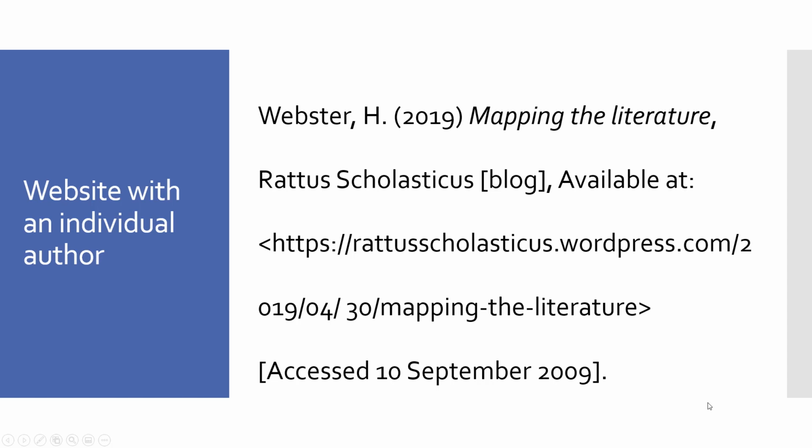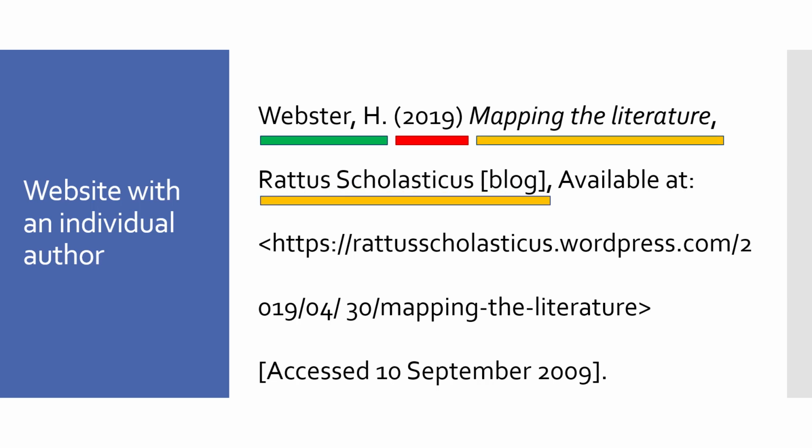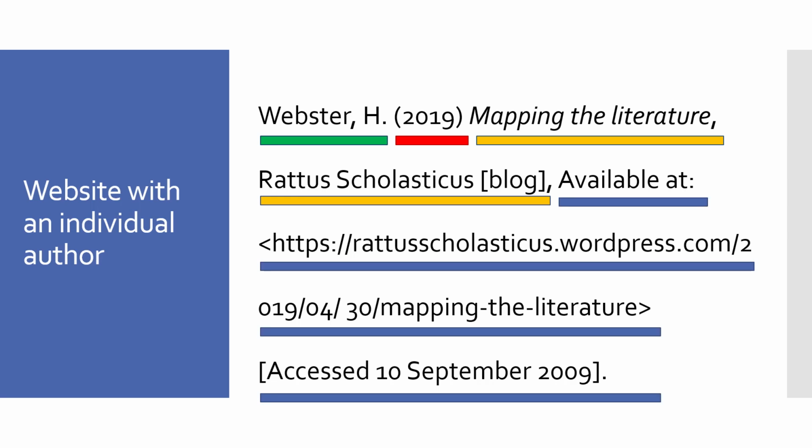Now, a website with an individual author has the who as the surname and the initial, the when in brackets, like all of the other references. Then you have the overall title of the web page you've read, so mapping the literature. Then you would include if that was a blog, and then of course you would include where it is available and when you accessed that web page.